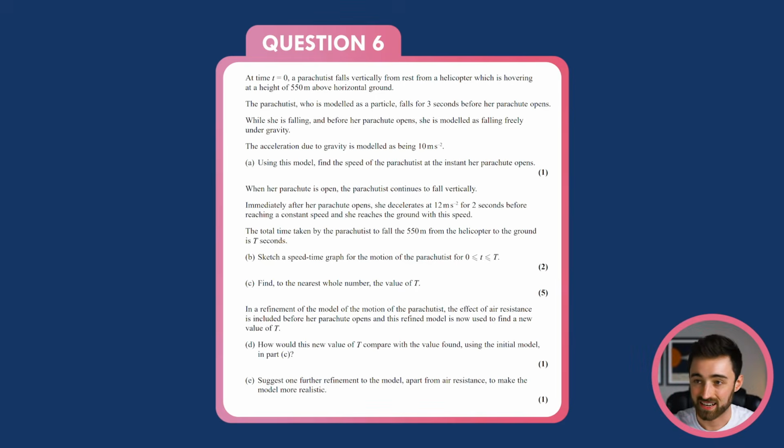On to the mechanics, and look at the size of that! Time t is 0. I'm just going to read this quickly. You can read it yourself. A parachutist falls vertically from rest from a helicopter which is hovering at a height of 550 m above the ground. The parachutist is modeled as a particle, and falls for 3 seconds before her parachute opens. She's modeled as falling freely under gravity. The acceleration due to gravity is modeled as being 10. Using this model, find the speed of the parachutist at the instant her parachute opens.